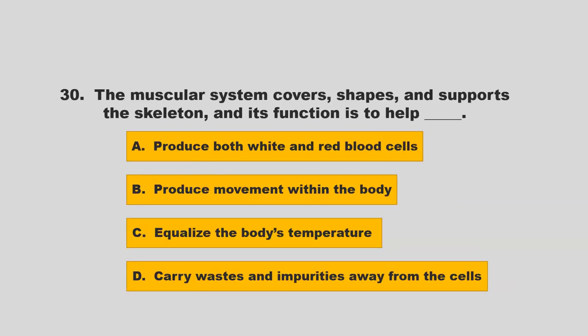The muscular system covers, shapes, and supports the skeleton, and its function is to help produce both white and red blood cells, produce movement within the body, equalize the body's temperature, carry waste and impurities away from the cells. If you chose B, produce movement within the body, you are correct.